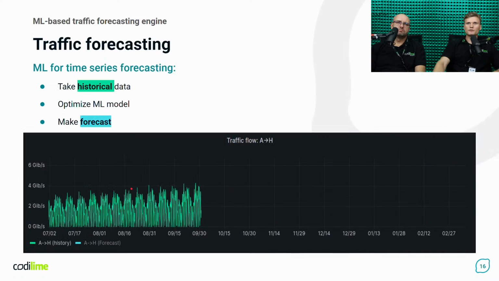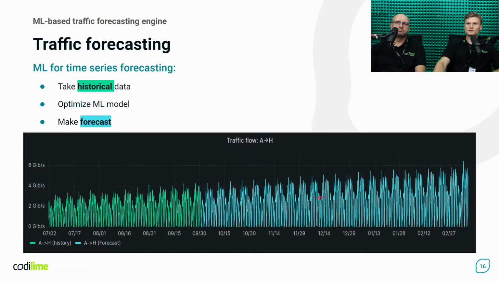As Thomas said, we are focusing here on traffic flow forecasting. So we take historical data for each traffic flow separately. We optimize a machine learning model to such data. We fit its parameters. And after the model is fitted, we can make forecasts into the future for a given forecasting horizon. The blue line represents the forecast for this traffic flow. As I said, we make forecasts for each traffic flow from our database separately.